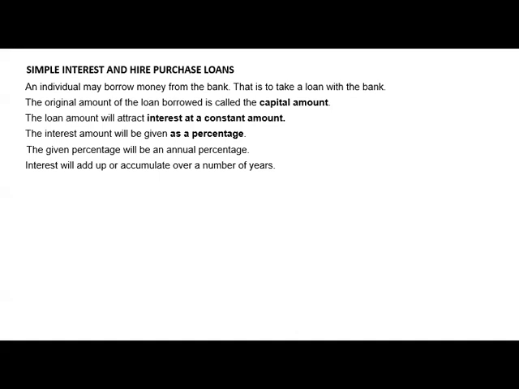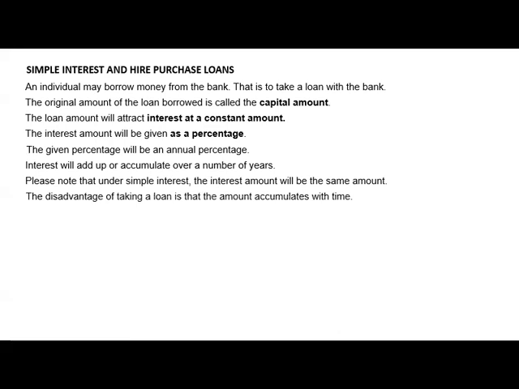So it's bad to buy on credit. Please note that under the simple interest formula, interest will be the same amount every year. And as I've said, the disadvantage of buying things or taking a loan is that the loan will attract what we call interest, and interest will result in you having to pay more than what you took.